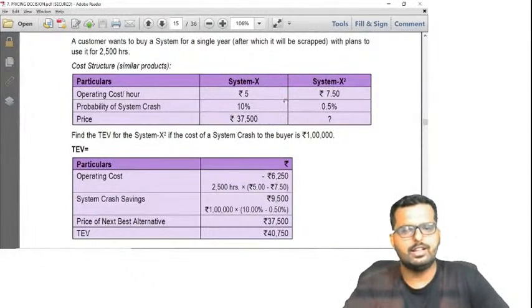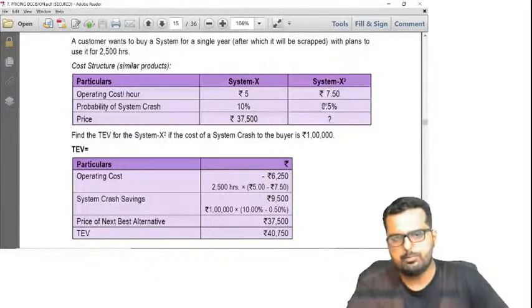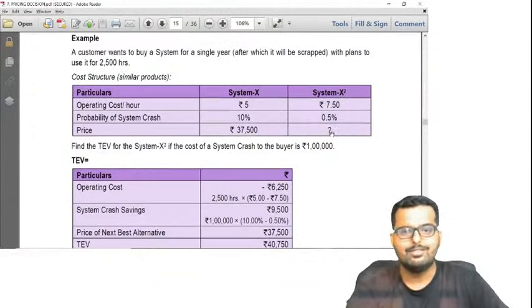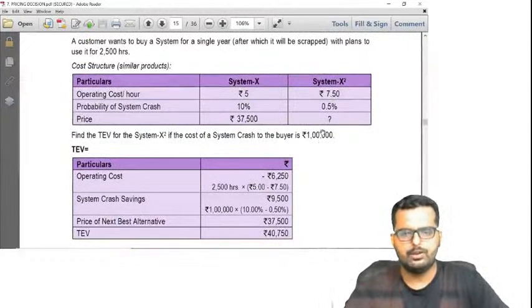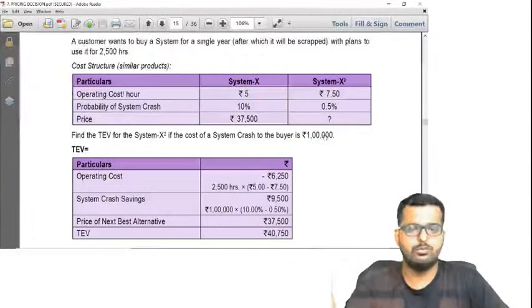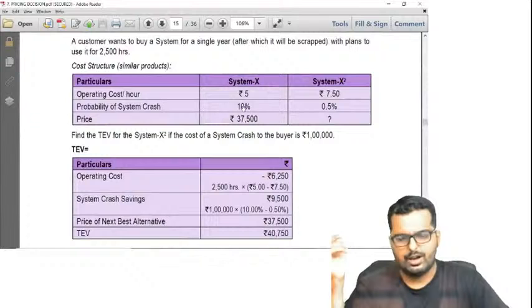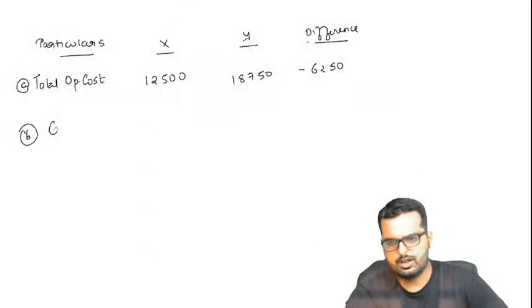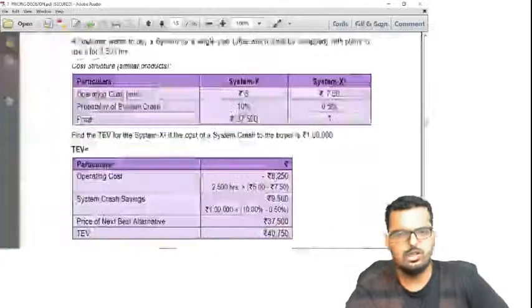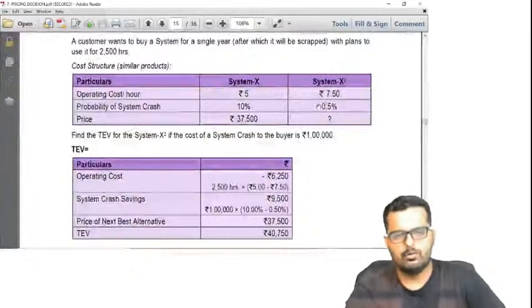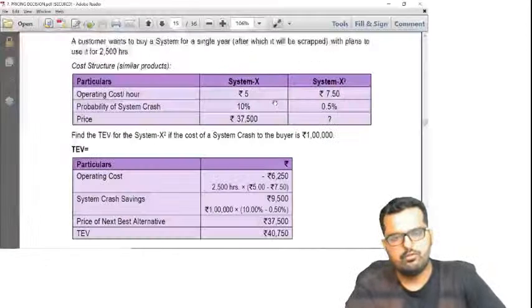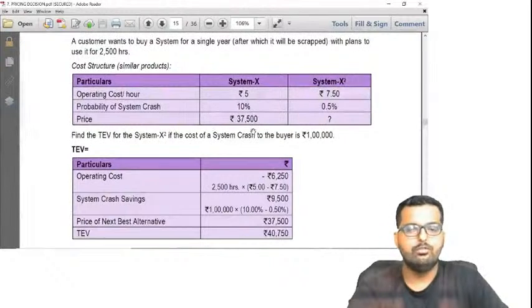So what we do is we say that 10% chance, and here it is only 0.5% chance. If it goes, you lose the entire money that you have spent on the computer. Am I right? Here they have given the cost below: if the cost of a system crash is 1 lakh rupees, with 10% chance, the crash cost is 1 lakh into 10%, which is 10,000. Here it is 1 lakh into 0.5%. Only 500 is the amount that will be lost.